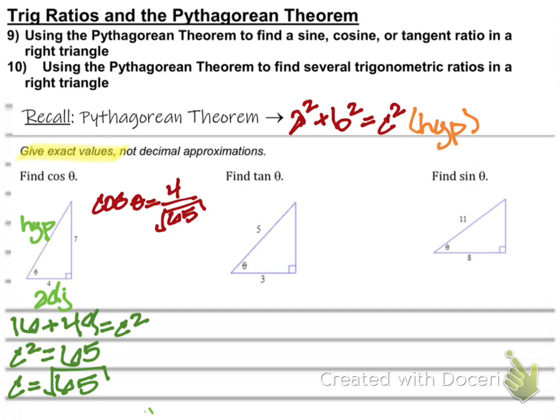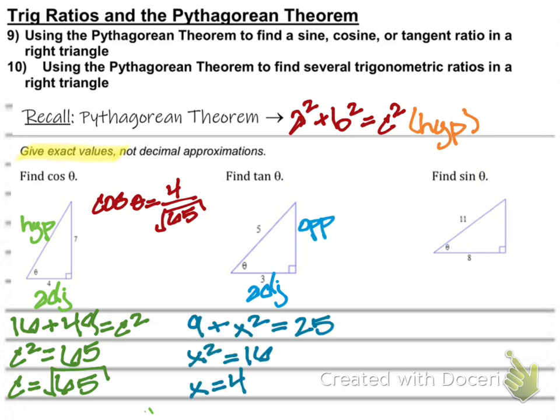Looking at the next one for the tangent, we have adjacent, but we need the opposite. So again, we'll set up the Pythagorean theorem. Notice this time I used x. It really doesn't matter. It's for your own work there, right? So we get that opposite is 4. So the tangent would be 4/3.